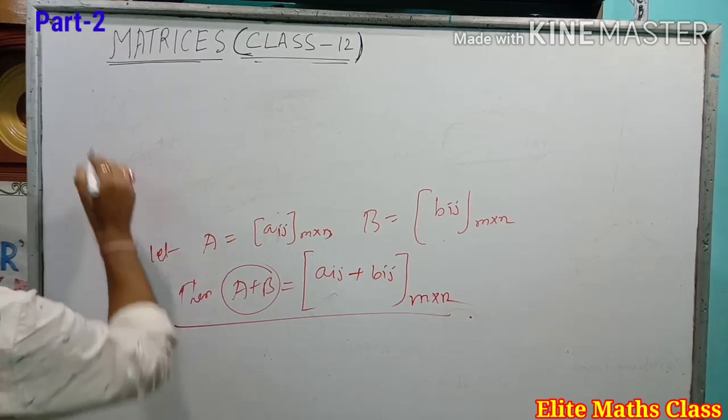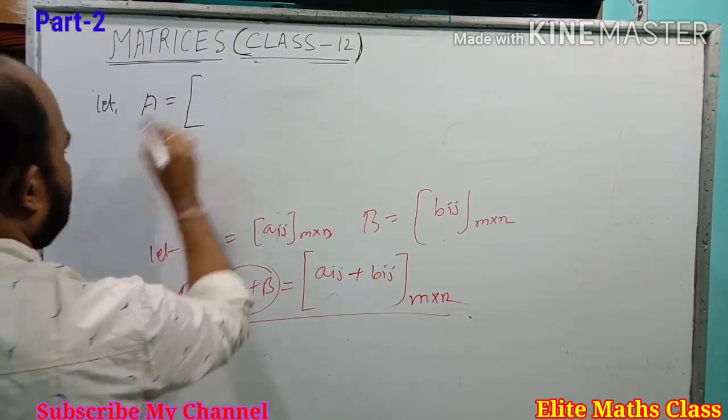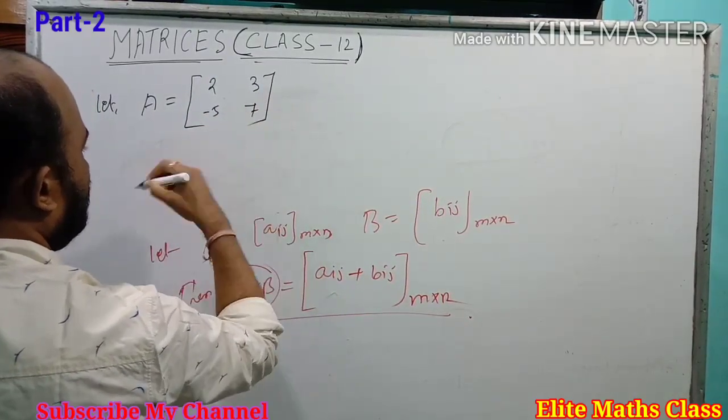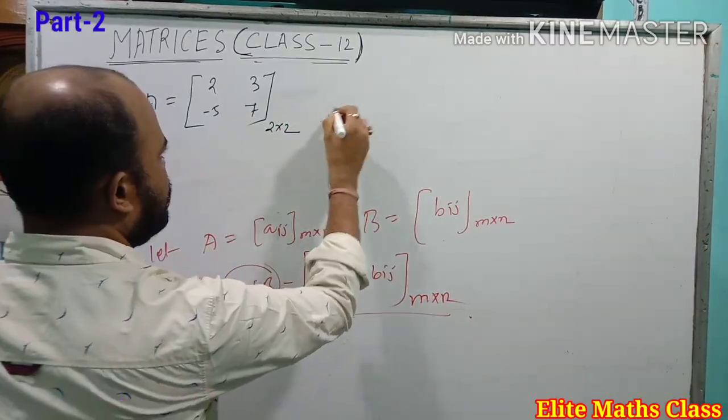For example, let us take A equal to [2, 3; -5, 7]. What is the order of this matrix? It is a matrix of order 2 by 2.